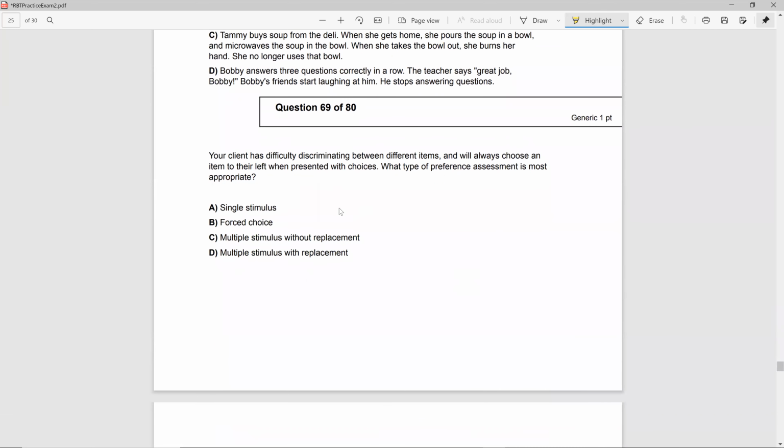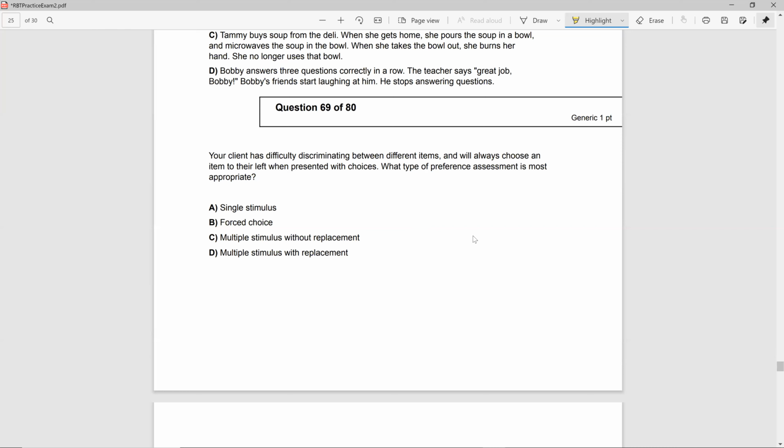All right, 69. Your client has difficulty discriminating between different items and will always choose an item to their left when presented with choices. What type of preference assessment is most appropriate? So this is pretty common with some of our younger clients, where you offer them items and they'll always pick one to the left or to the right, okay, regardless of what it is, right?